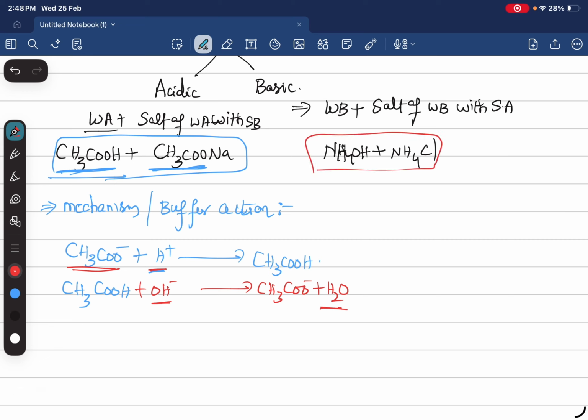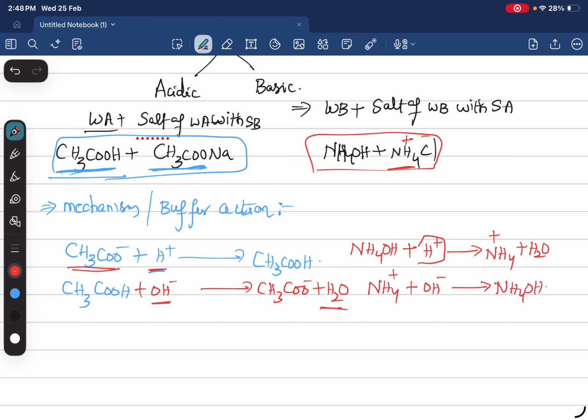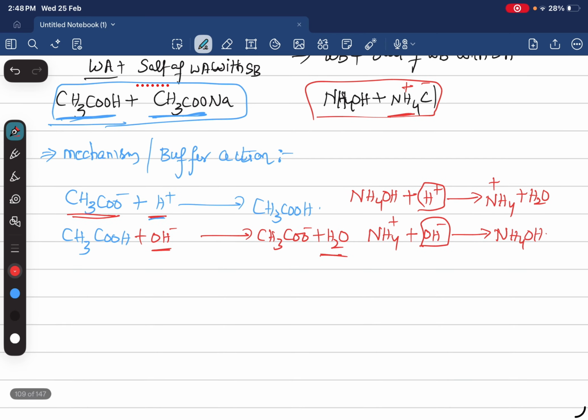Similarly, if you take the same thing, NH4OH accepts the added H plus and neutralizes it, becoming NH4 plus and H2O. And same way, NH4 plus of the salt ion, because the salt has more dissociation, will take the OH minus ion from the added part and become NH4OH. That is how the added H plus or added OH minus ions are neutralized. That is nothing but the buffer action of acidic and basic buffers.